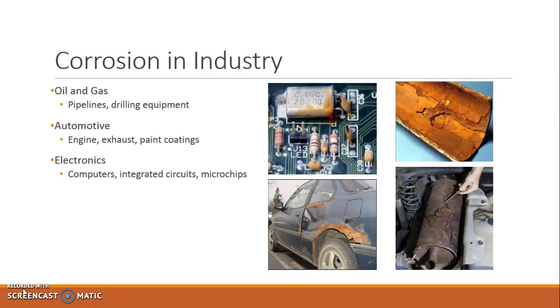Now I'm going to talk about corrosion in a few industries. You will see it in the oil and gas industry, in pipelines and drilling equipment. You will also see it in the automotive industry, inside of engines. You'll see it on exhaust systems as well as paint coatings. And you will see it in electronics. You'll see it on computers. You'll see it on integrated circuits as well as microchips. Some other industries that corrosion takes place in are the food and beverage industry, nuclear industry, as well as aircraft.